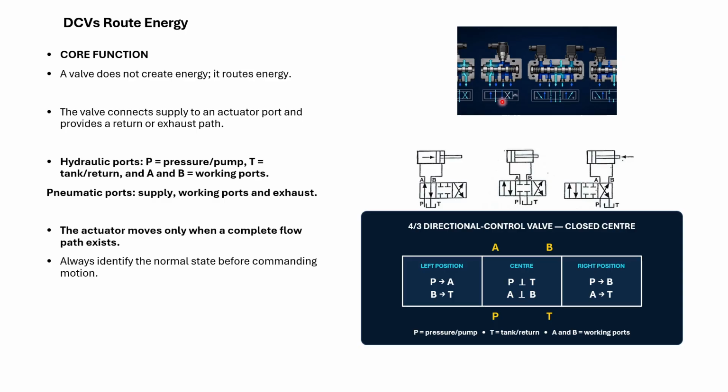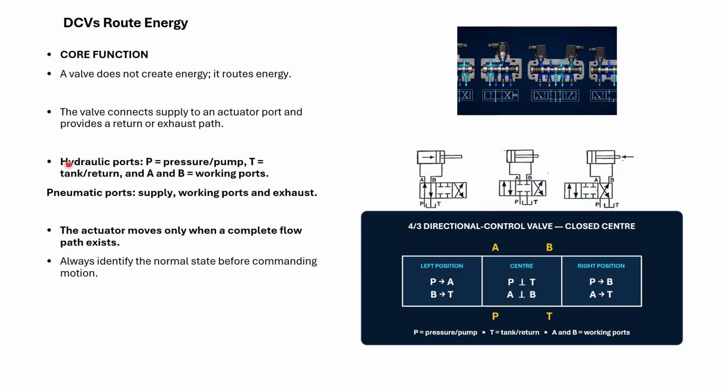DCV, root energy. Common functions. Here is a simple valve. A valve does not create energy. It routes the energy. Here, P goes into A, left, and the cylinder moves right. For here, P goes to B, right, and the cylinder moves left, then goes back to the tank. The valve connects the supply, actuator ports, and provides a return exhaust path.